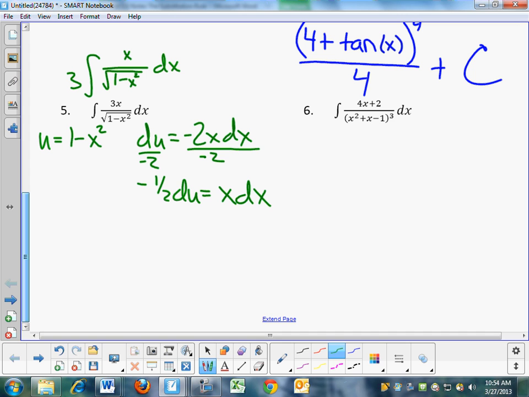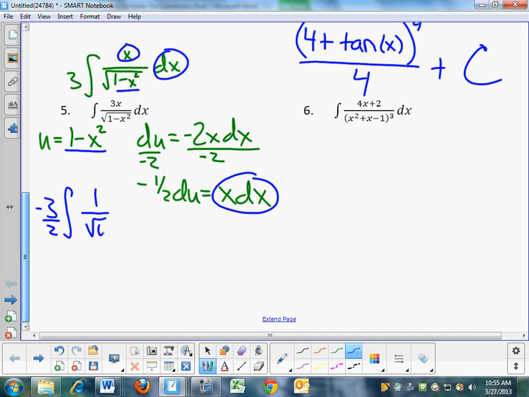Do I have an x up top? Yep, I have my x. I have my dx. Those are accounted for right here. And then I have this piece right there. So I could set up a new integral. Yep, let's write the negative 3/2 out front because you got this negative 1/2. We'll just bring that out front. 1 over the square root of u.